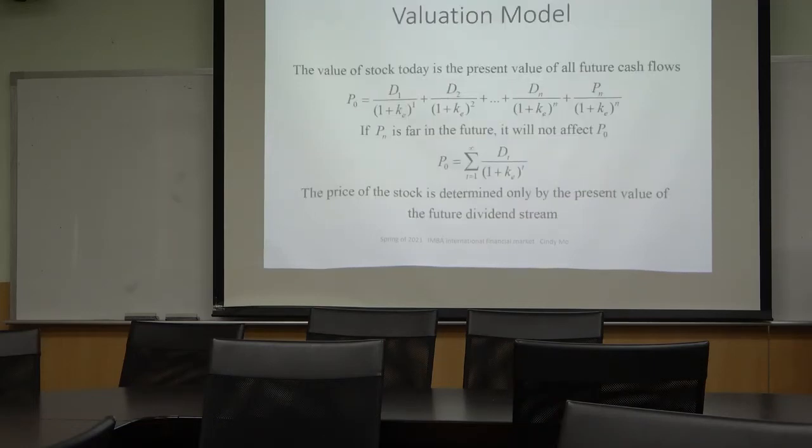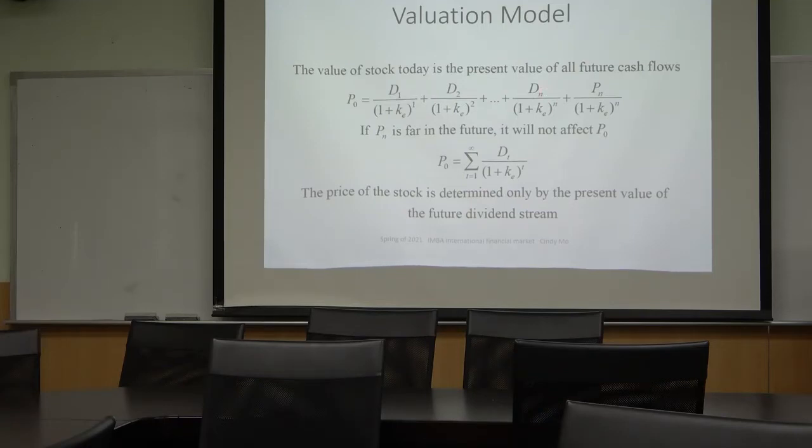But if we invest in a stock for more than 1 year, the model can be extended this way. If we hold the stock for N years, then for every year we receive the dividend. So D1 represents the dividend at the end of year 1. Then at the end of year 2, we receive dividend D2. At the end of year N, we receive the dividend DN.